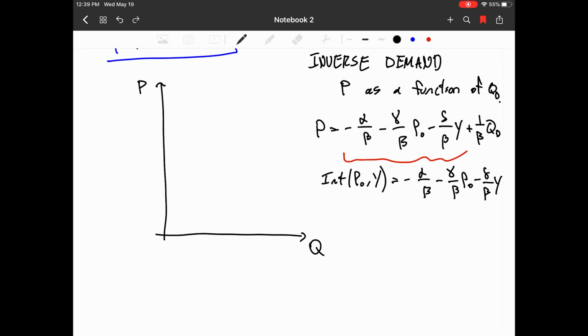Okay. And then to fully define this as a function in mx plus b form, we can write this as price is equal to the intercept P0 y plus 1 over beta times quantity demanded.